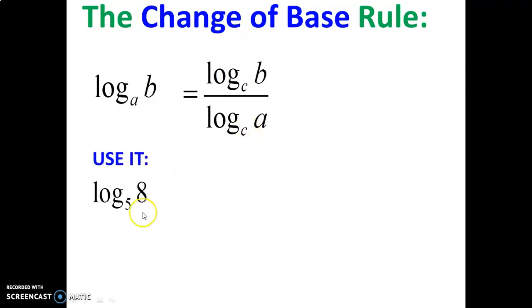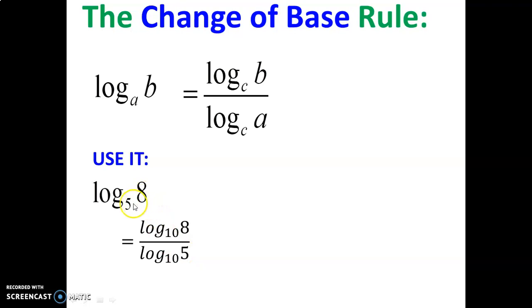So let's use it. We looked at this example, I think, before, but we have this one. Let's say I want to solve this and I didn't want to punch in this base on the calculator, or we have a scientific calculator that only has base 10, for example, and we can change it to log base 10 of 8 over log base 10 of 5.